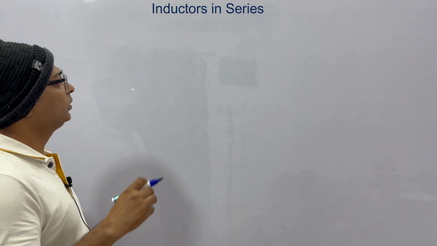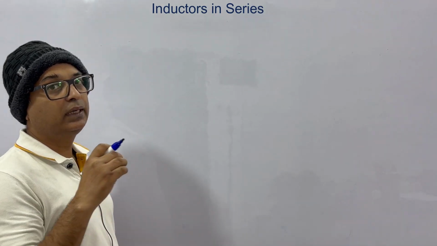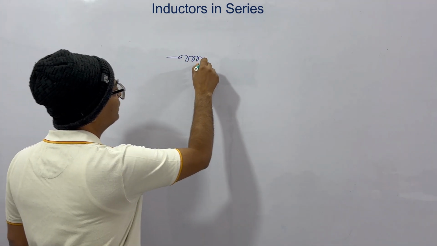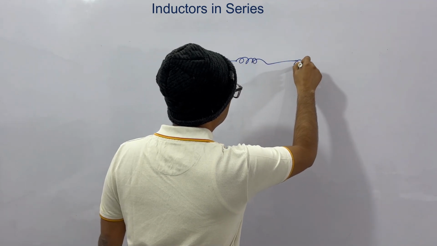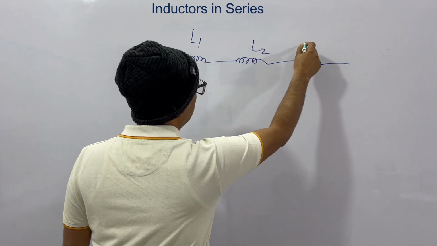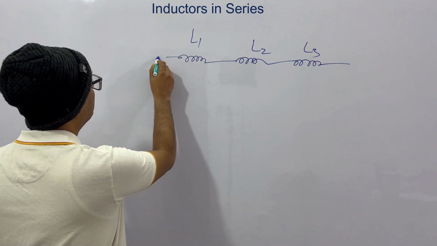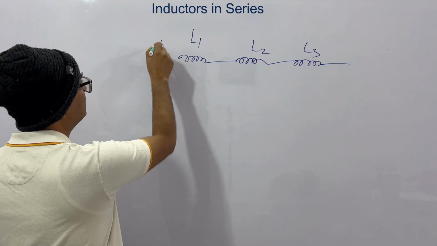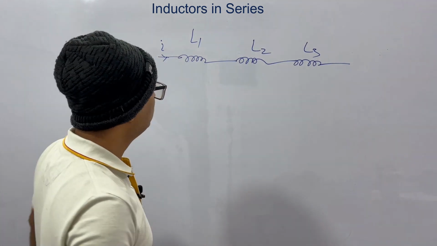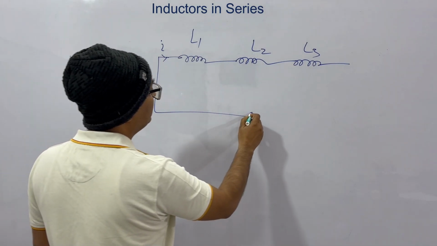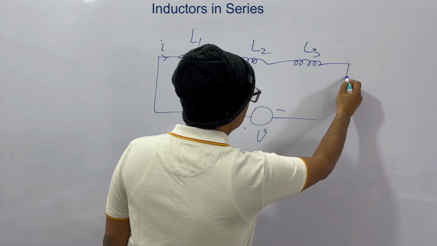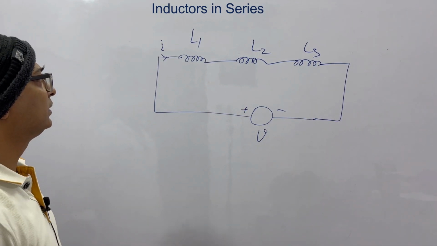Let's see what happens if more than one inductor is connected in series. Let's say this is the first inductor, this is the second, and this is the third, so this is L1, this is L2 and this is L3. If a current I passes through these three, because they are in series, the same current will pass through them. Let's say the voltage that we have applied is V. So this is the circuit arrangement.